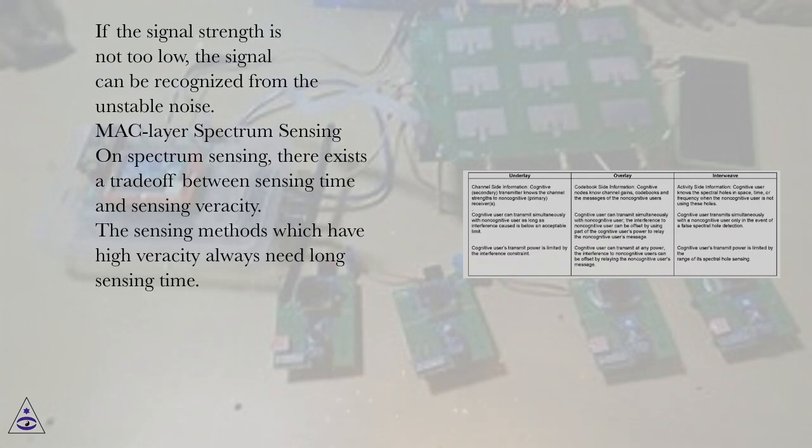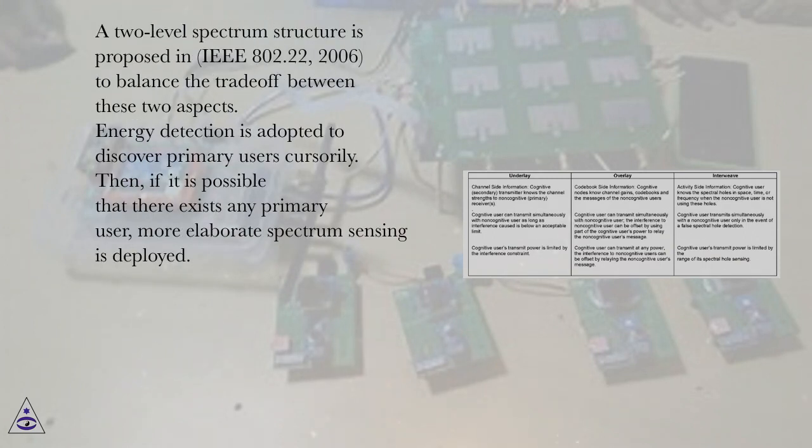MAC layer spectrum sensing. On spectrum sensing, there exists a trade-off between sensing time and sensing veracity. The sensing methods which have high veracity always need long sensing time. A two-level spectrum structure is proposed in IEEE 802.22, 2006, to balance the trade-off between these two aspects.